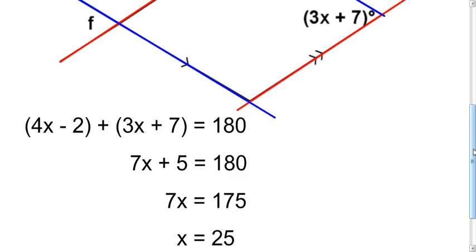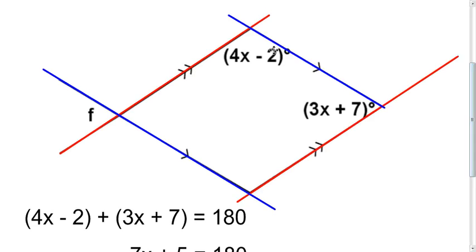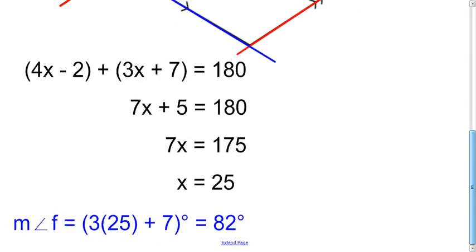And now you got to think of, well, which one of these two is f congruent? The way I reasoned it through was we have f is alternate exterior with this angle over here, and that's alternate interior with 3x plus 7. So f is going to have the same measurement as 3x plus 7, so plug in 25 for x, and you get 82 degrees.